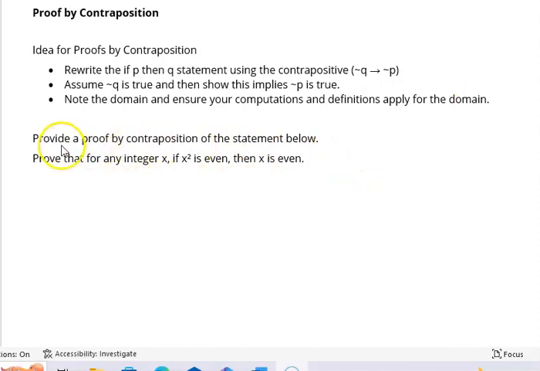So we're asked to find a proof by contraposition of the statement below. Prove that for any integer x, if x squared is even, then x is even. We could prove this directly, but we want to start with a simple example that we can use for a contraposition. So let's start by finding the contrapositive of this statement.